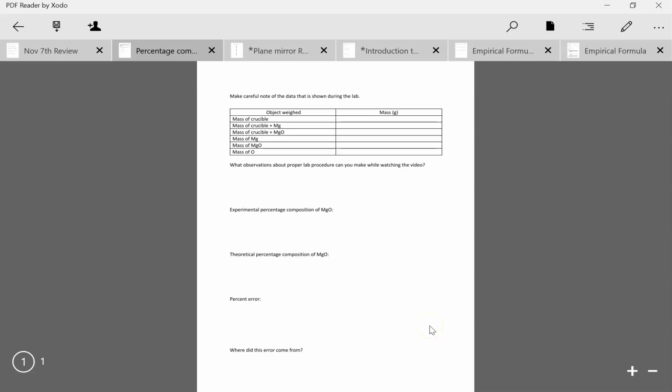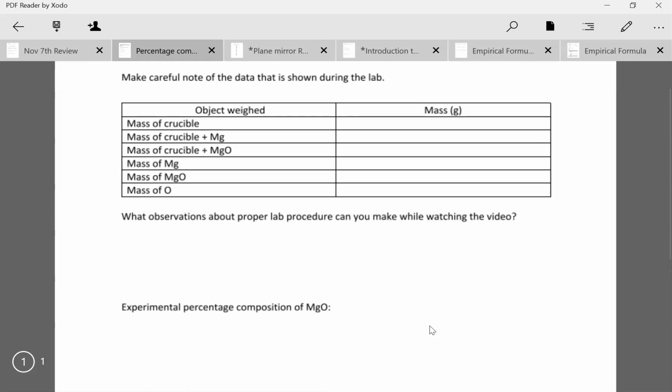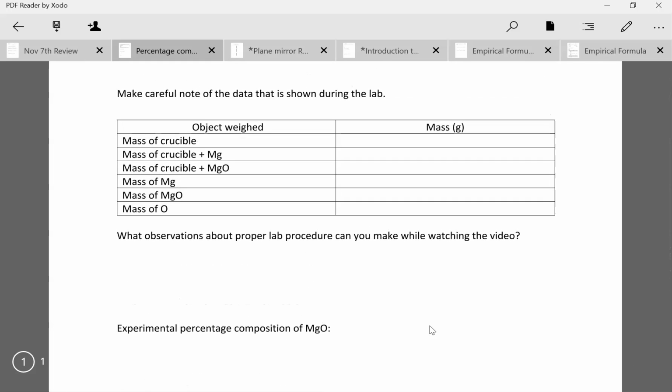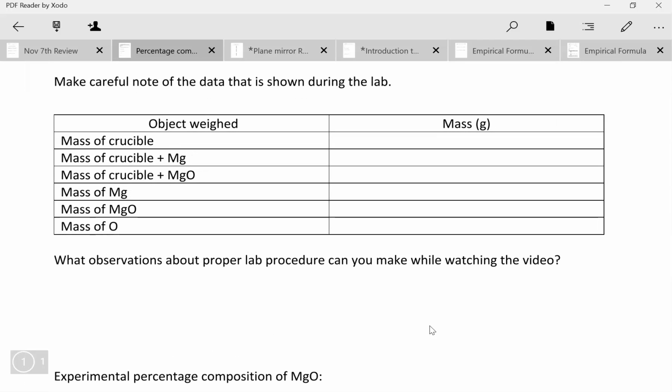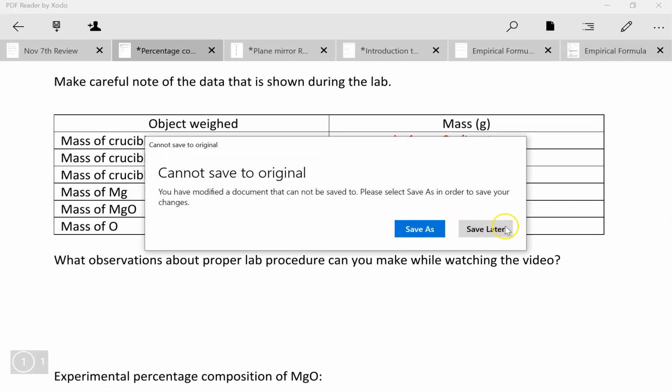Okay, so this is the video for the lesson on November 5th, I believe, where we talked about how to calculate percentage composition theoretically and experimentally, and this is important for the lab that we are going to do very soon. So we are given some data here, so we're going to write that down first. Mass of crucible we can weigh, and we take the before measurement, and that's 16.94 grams.